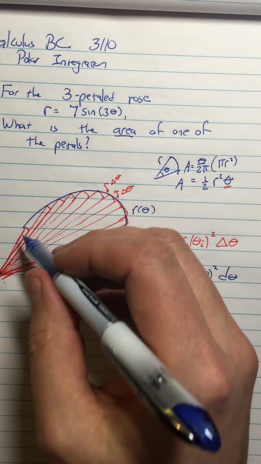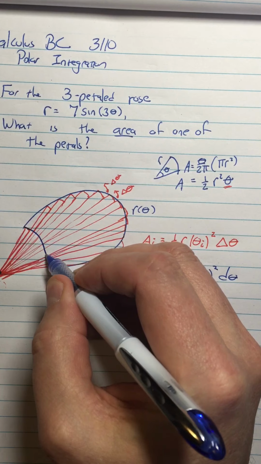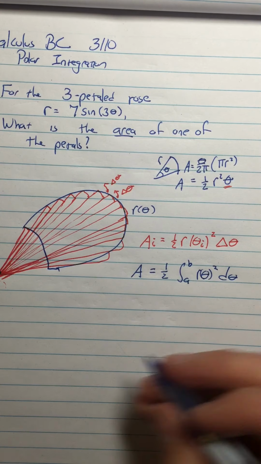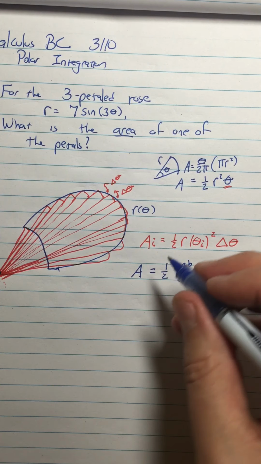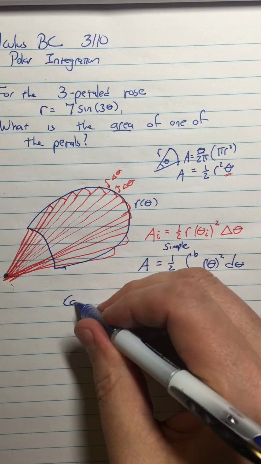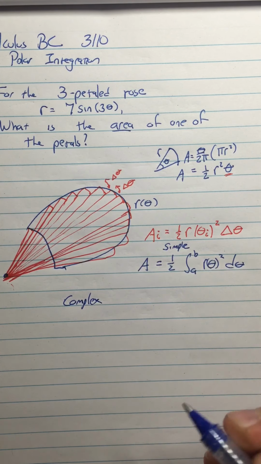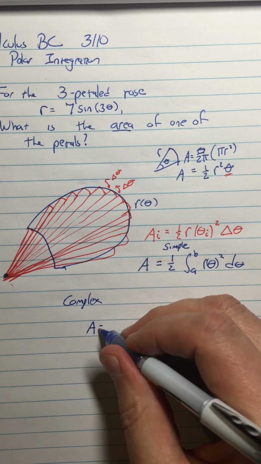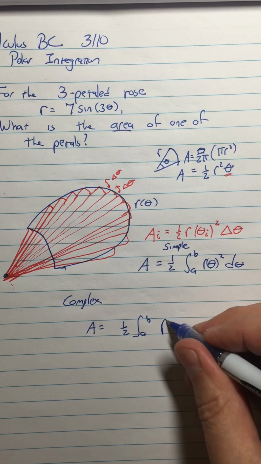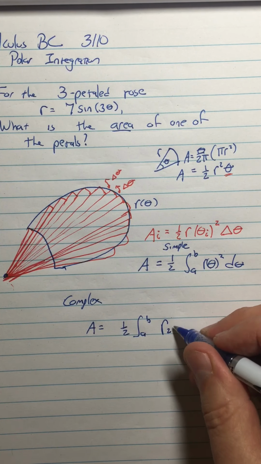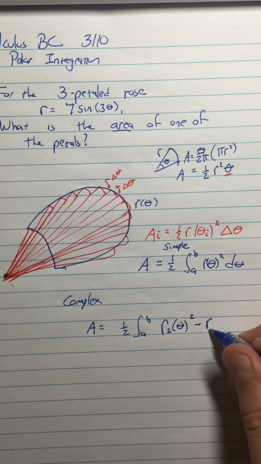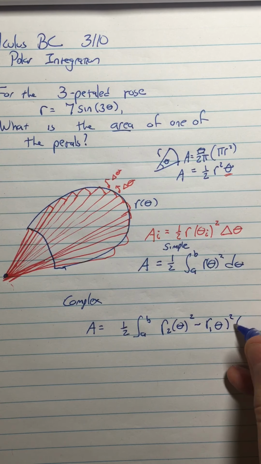So what if I had another curve down here that was bounding the inside of that shape, right? Then I would have... so this is a simple shape. Then for a complex shape involving two curves, it's pretty easy to just generalize and say you're going to have 1/2 integral from a to b of r2 squared, well, let's go ahead and put r2 of theta squared minus r1 of theta squared d theta.